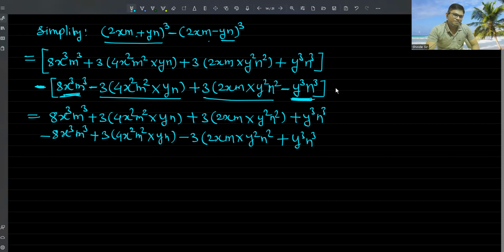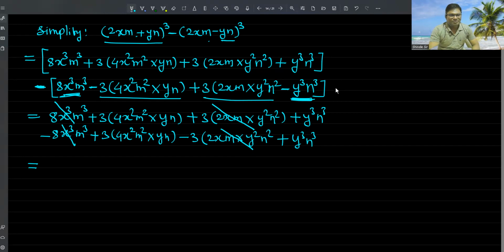I mean, this 8x cube m cube is positive, and we have the same number with negative, so they will be cancelled out since they have opposite signs. Then the same will happen here. This whole term of positive and the same term with negative will be cancelled out, and the remaining terms we will write just below this statement.